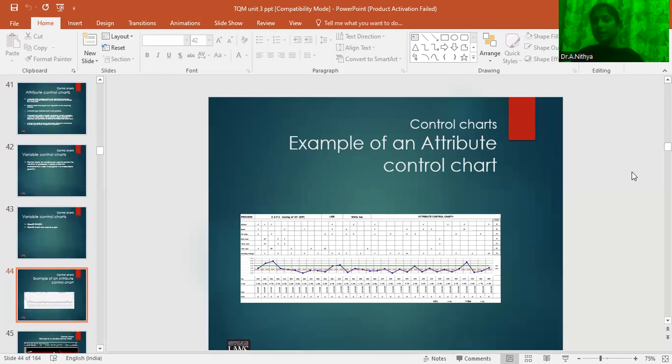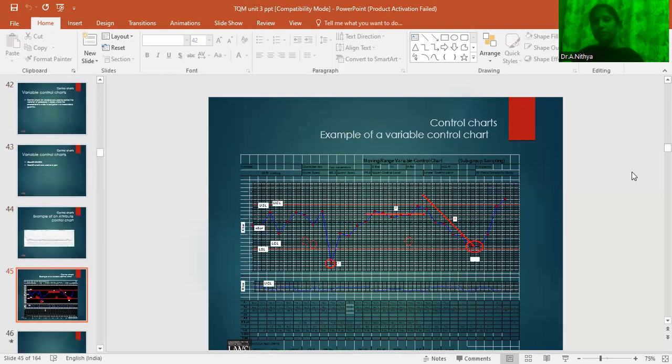So this is an example of an attribute control chart. Variable chart example. If the curve goes beyond the upper specification limit or lower specification limit, it means there is a defect or variation in the process. Then we have to look at that process and check it. If all the process curve is within USL and LSL, that is the specification limit, the process is accurate and there is no defect.